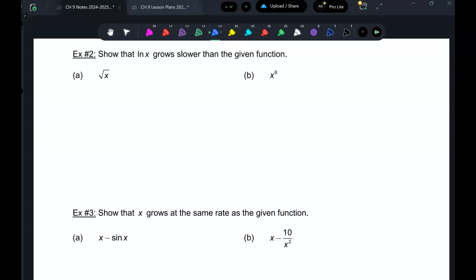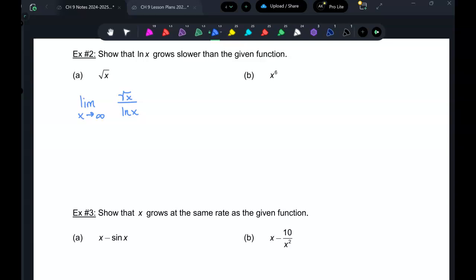Okay. Now let's compare natural log of x to these two functions. I already told you that we're going to show that it grows slower. Let's put it on the bottom. So it should go to infinity. If we're trying to show that natural log of x grows slower and we put it in the bottom, then we should get infinity. So it's x over 2 root x.